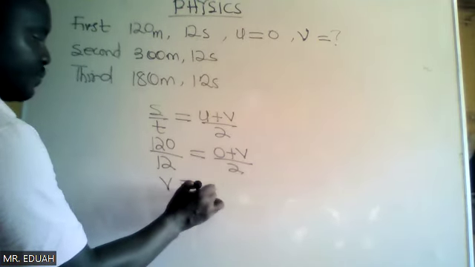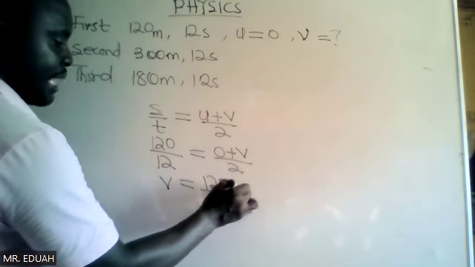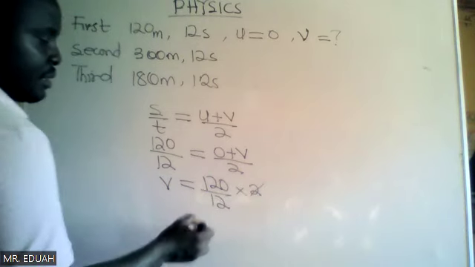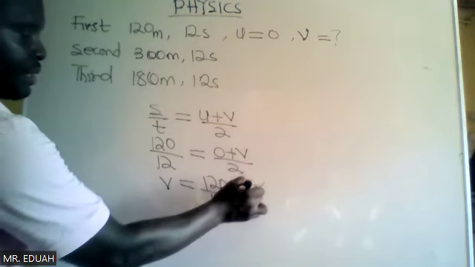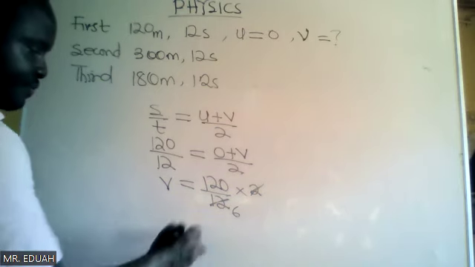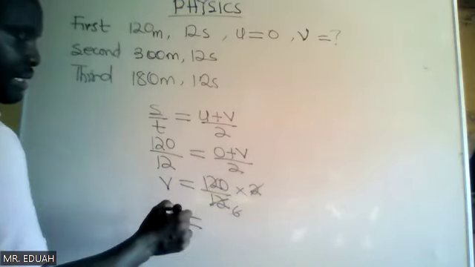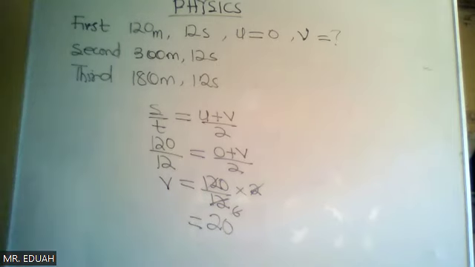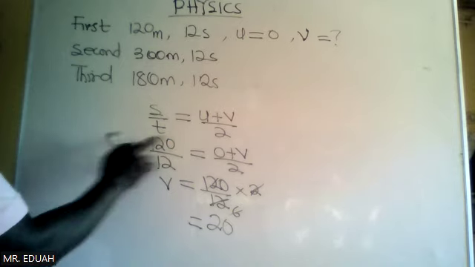V is equal to 120 over 12 times 2. Okay, 12 goes into 120, 10. So this is 10 times 2.